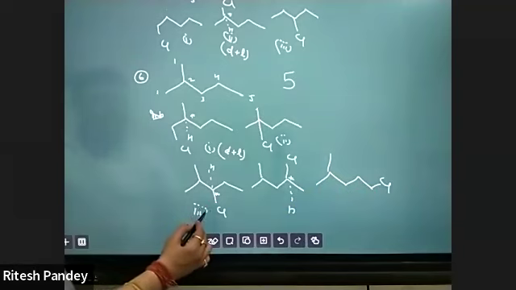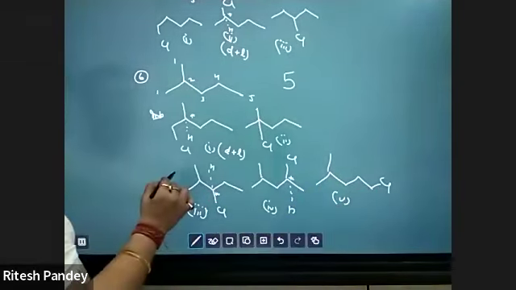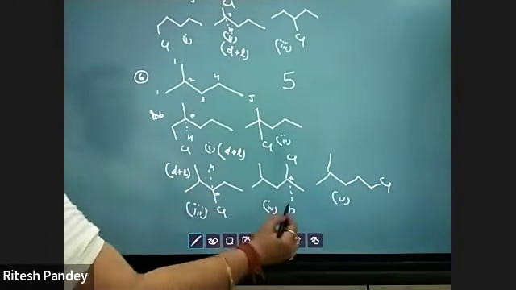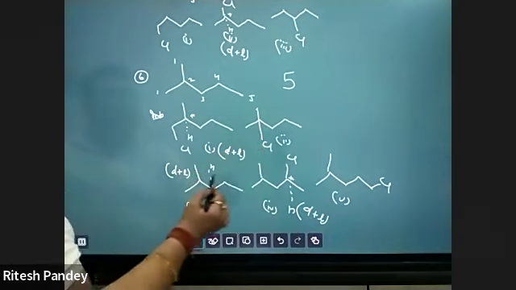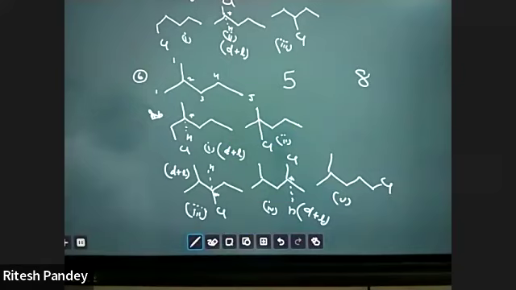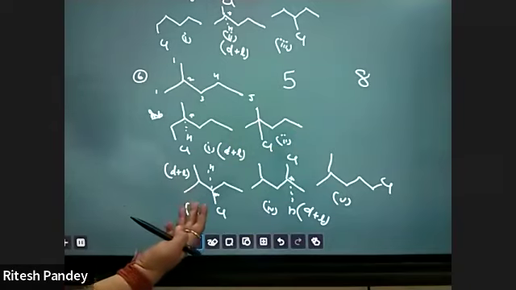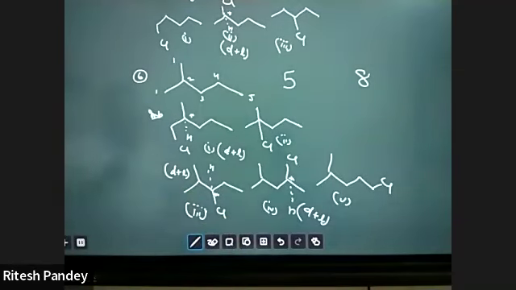So dextro plus levo here. 2, 3, 4, 5, 6, 7, 8 indeed is the right answer. So 3, 4, 5, 8 is the number of structural isomers and stereoisomers for pentane and 2-methylpentane.